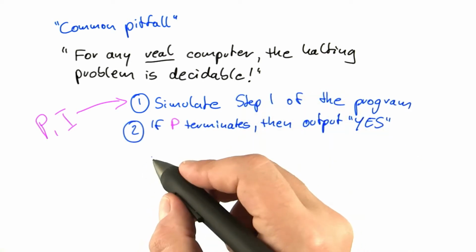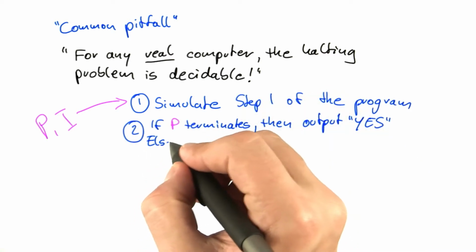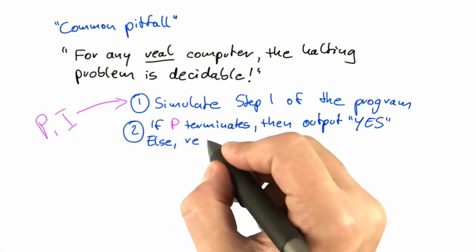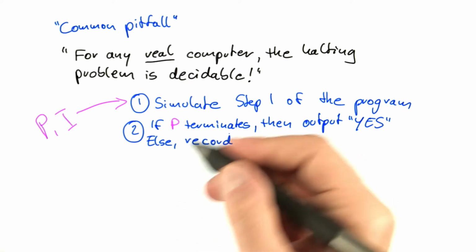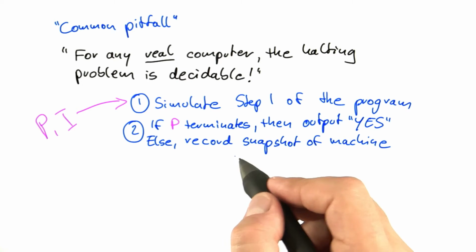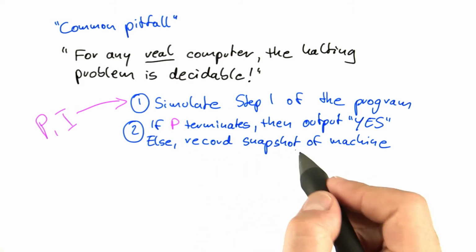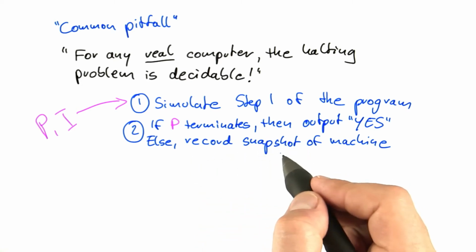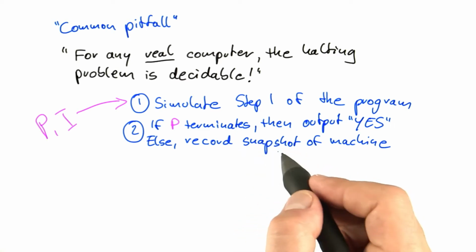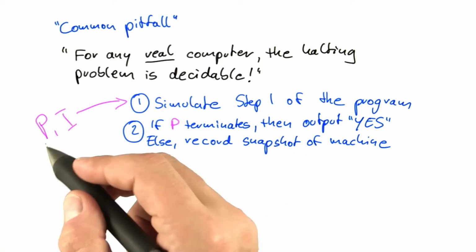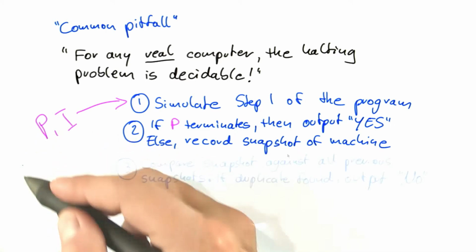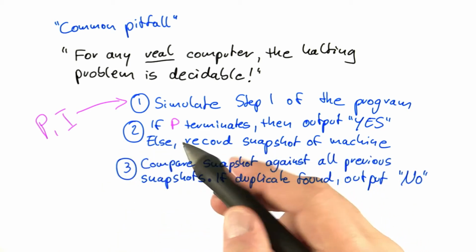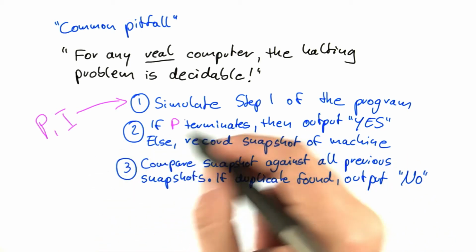If the program terminates at that step, then we output yes, and else we record a snapshot of the simulated machine, of course. And what I mean by snapshot is something you might remember from the NP completeness proof of SAT. A snapshot is a complete picture of the memory of the machine as well as the line where the program is currently at.